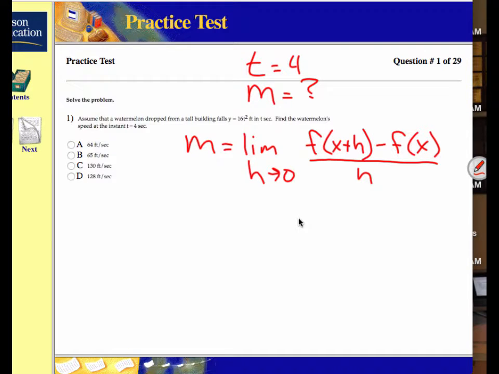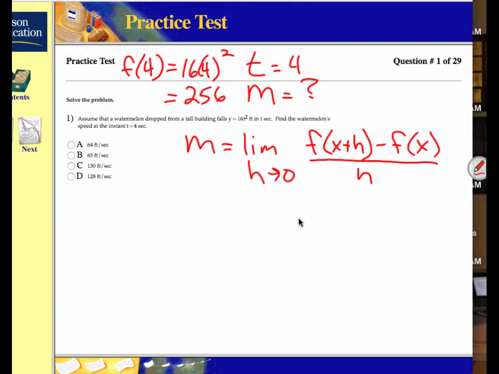And so we'll do this in a little more detail in chapter 3. But basically, what we end up with is, what is f of x? Well, if I plug in the 4, f of 4 is equal to 16 times 4 squared, right? So that's like 16 times 16, which is 256. All right, so that's that number.